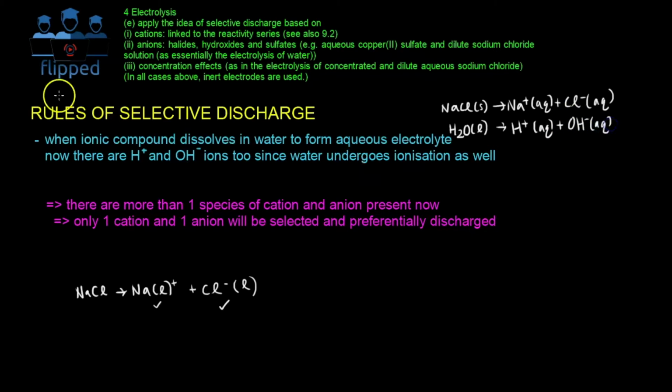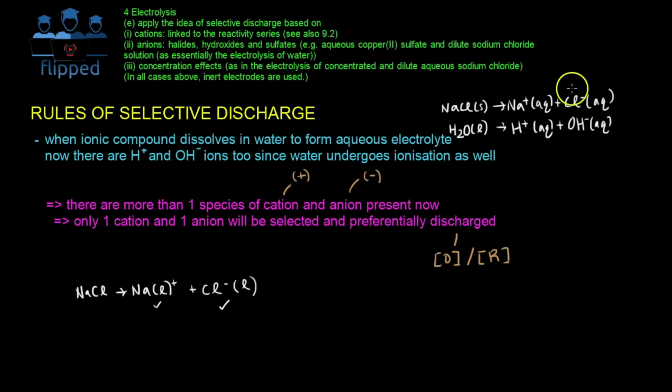So you can see that for each charge now, there's a bit of complication because, for example, the plus charges, I have two to choose from. Minus charges, I have two to choose from as well. So you can see that there are more than one species of cation and anion now. Cations are positive ions, and anions are negative ions. So only one cation and one anion will be selected and preferentially discharged, which means to be oxidized or reduced.